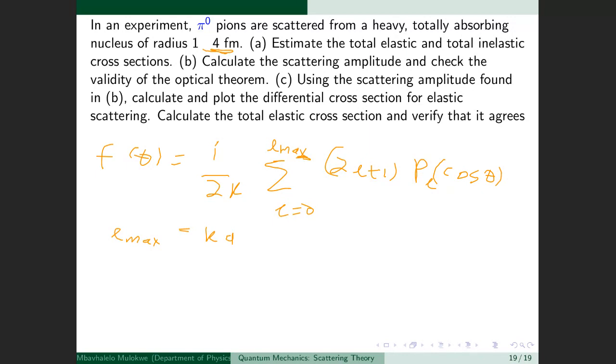I cannot see where I did this problem. Okay, I'll just type out the solution.